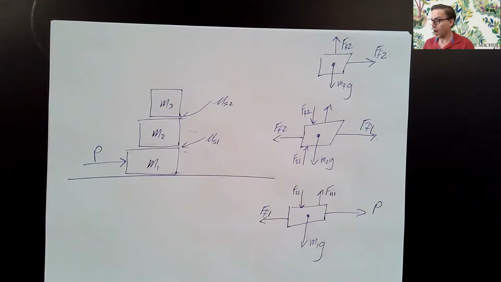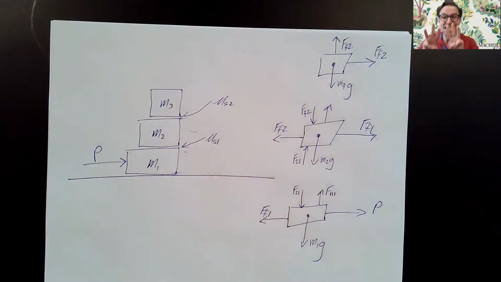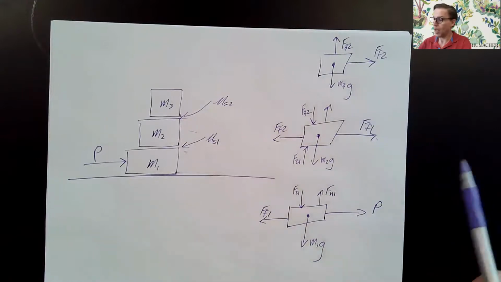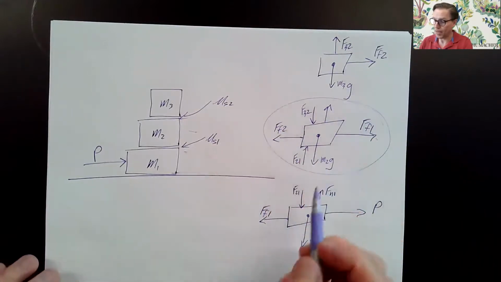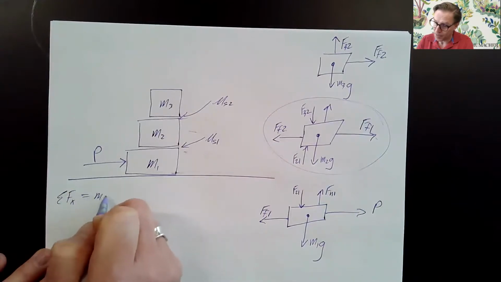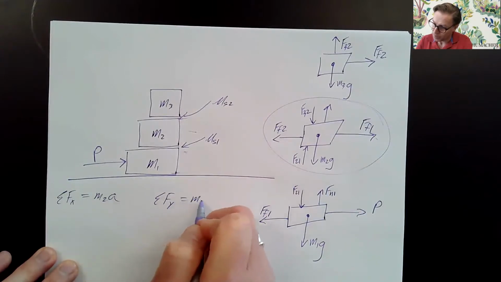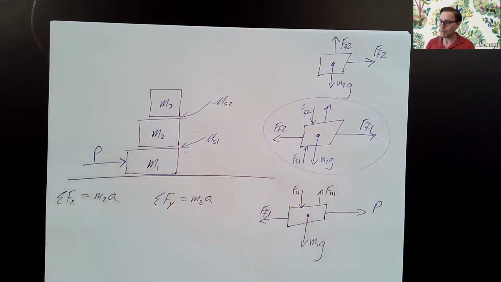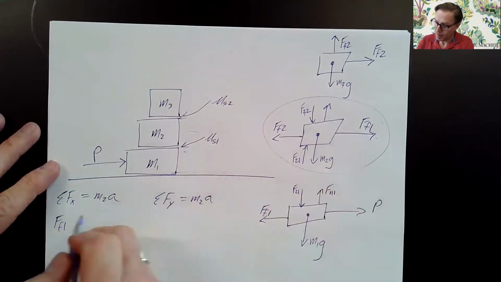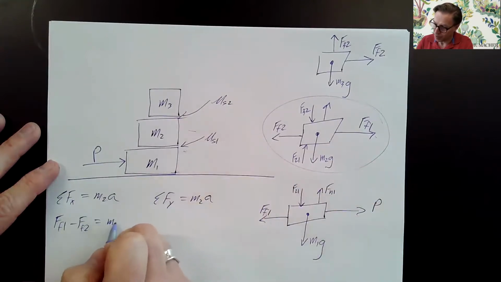So here's what I want to do now. We could do 1, 2, 3, 4, 5, 6. We could write F equals MA 6 times, horizontally and vertically, horizontally and vertically, horizontally and vertically. I just want to focus on this one. And I want to write sigma Fx equals M2A and sigma Fy equals M2A. What are the horizontal forces? Frictional force 1 minus frictional force 2 equals M2A.